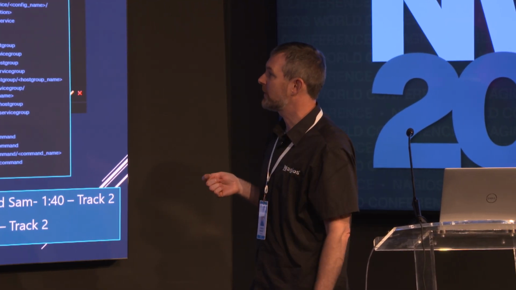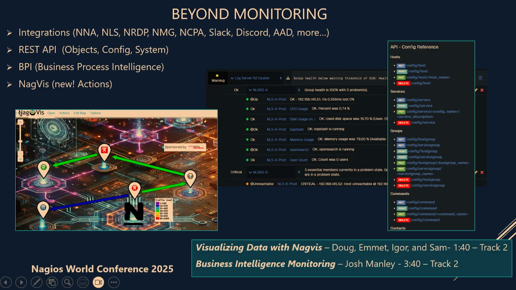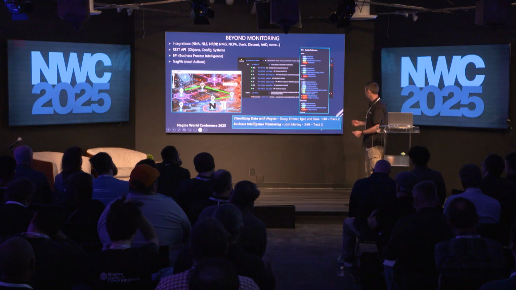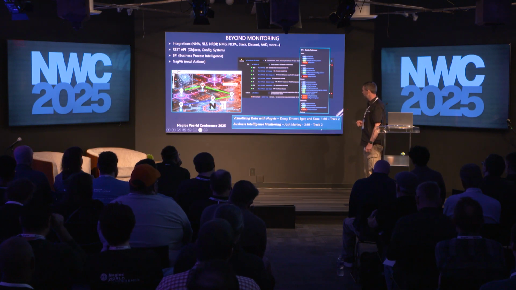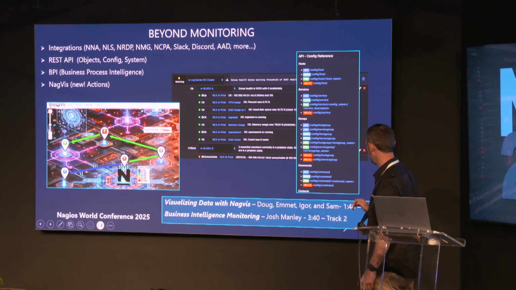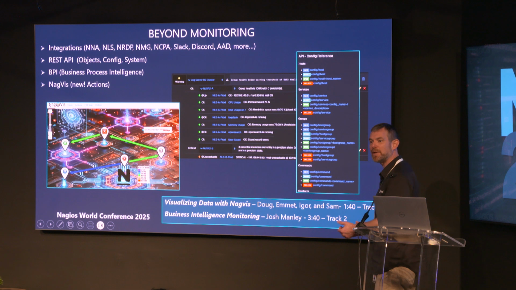Some presentations that might be worth checking out. So you've got the visualizing data with NagViz. The crew that's been working on it, Doug, Emmett, Igor, and Sam, are going to talk about what they've done, what they've improved. And for all of these, especially when it's Nagios people presenting, that's also a really cool opportunity. If you would like to tell them, I really wish it did this thing, that's the place to do it. There's a Q&A at the end and you can say, it would be awesome if NagViz did X, Y, and Z. That's going to be at 1:40 in track 2. And then business intelligence monitoring, Josh Manley's going to do a presentation on BPI, and that's at 3:40 in track 2 if you want to dig into BPI a little bit more.